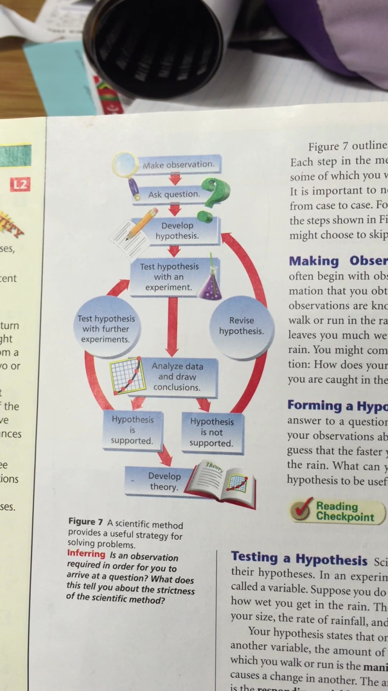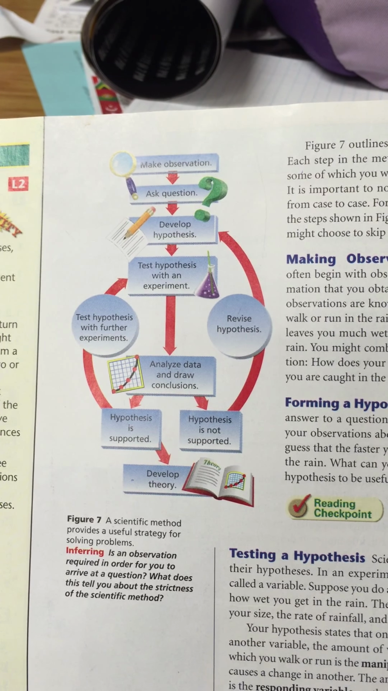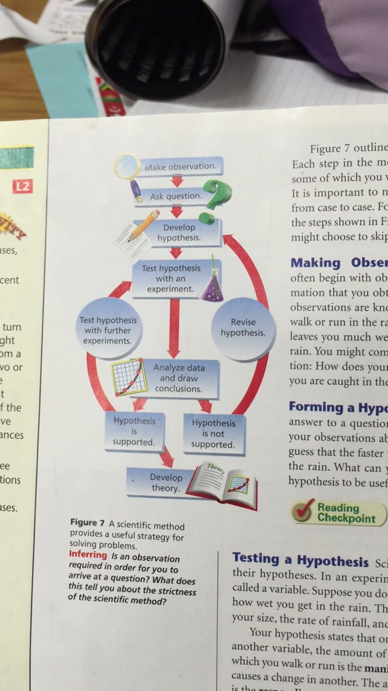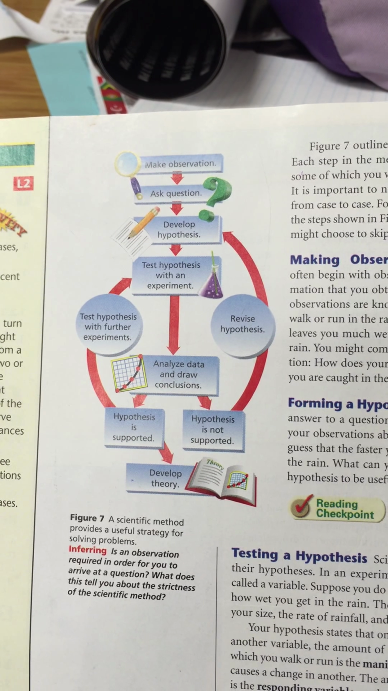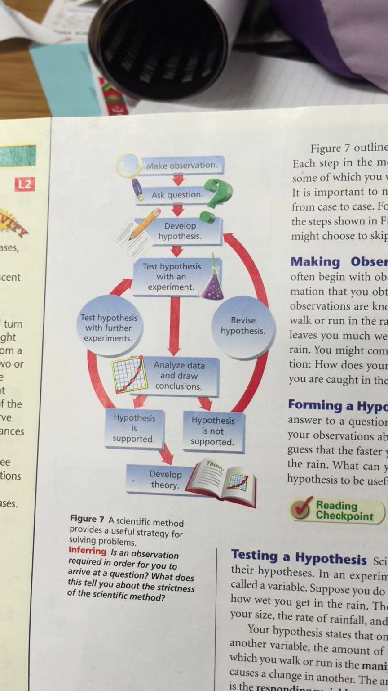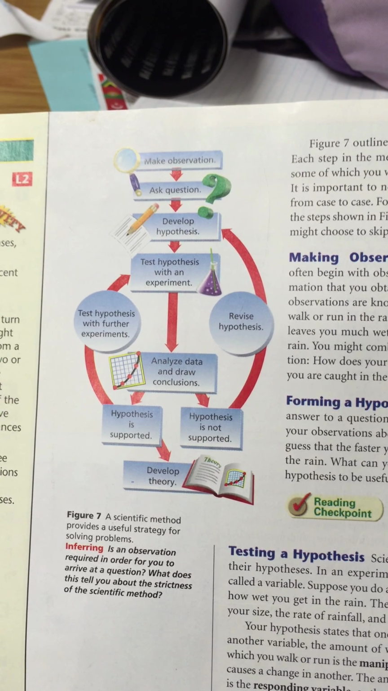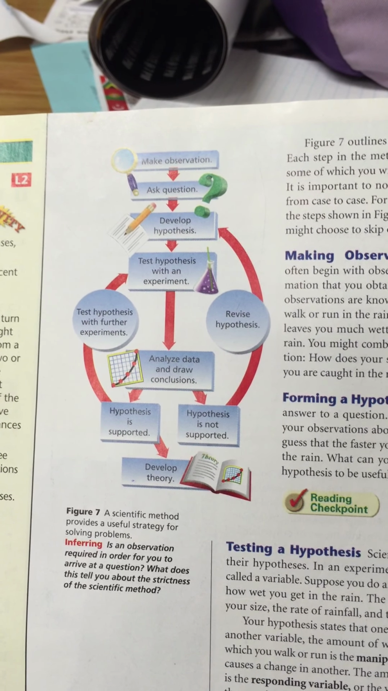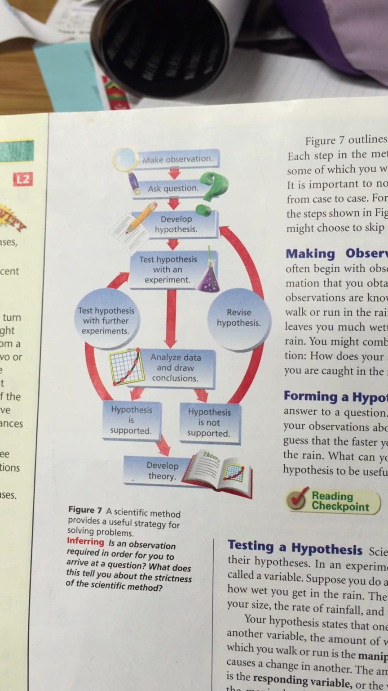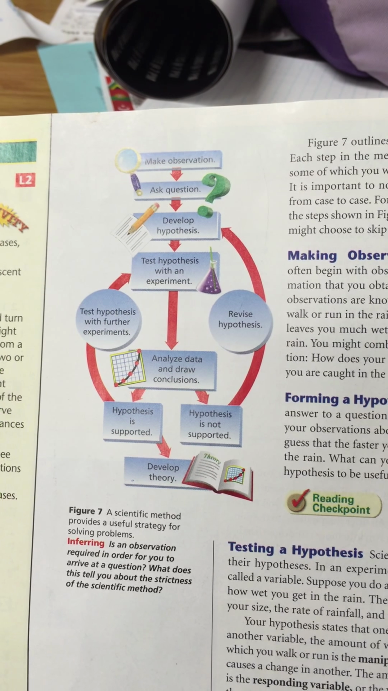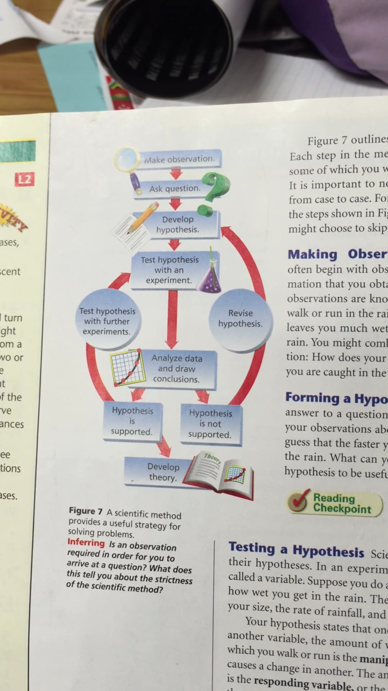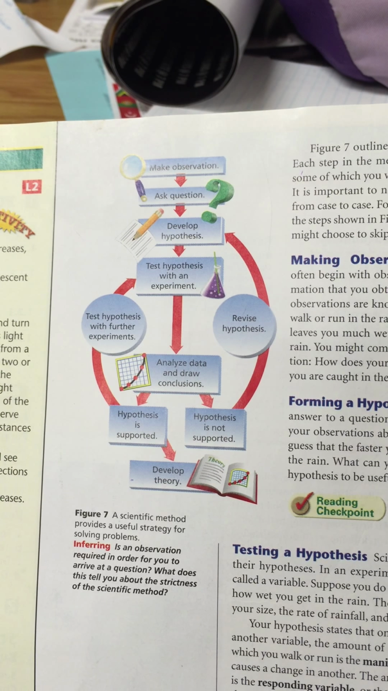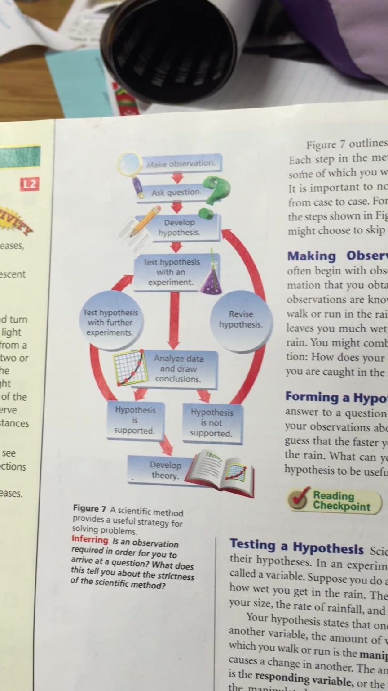And next, you do a few other things, like test a hypothesis with an experiment. You analyze data and draw conclusions. And then you figure out if your hypothesis is supported or not supported. If your hypothesis is not supported, you have to revise your hypothesis and test it again. If your hypothesis is supported, you test the hypothesis with more experiments. And then if there's enough evidence after all that is done, then you have a theory.